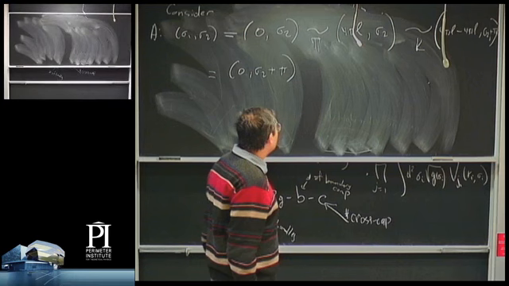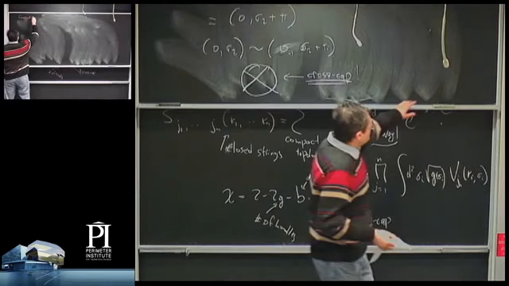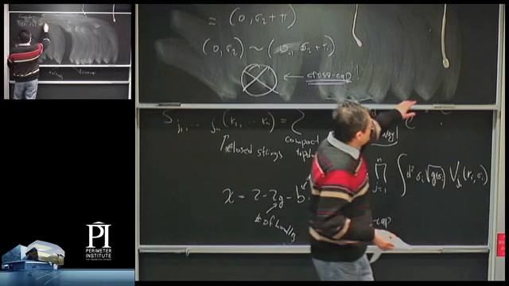Okay, so let me choose. Let's consider sigma 1 and sigma 2, and I'm going to consider a particular point, (0, sigma 2). In other words, I'm looking at the points along this boundary segment A. So this is boundary segment A.